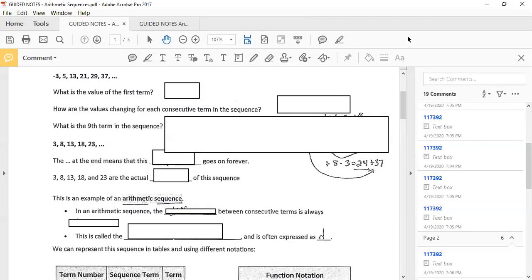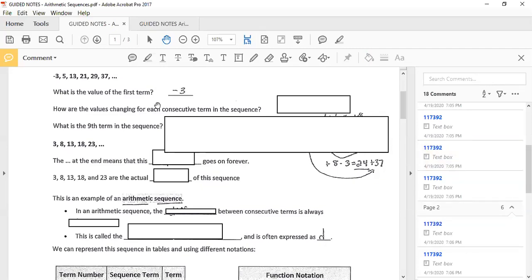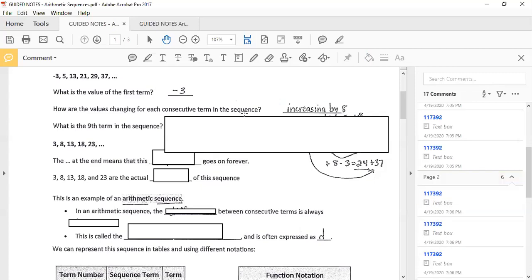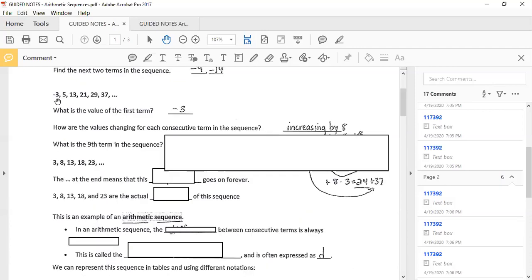Value of the first term here, -3, yep. How is this changing from one term to the next? Yeah, we've got adding 8 each time, or +8 each time, okay? Next up here, if I asked you the 9th term in the sequence, okay, so what you'd have to do is, this is 1, 2, 3, 4, 5th, 6th term, you have to add 8 three more times to get to the 9th term of the sequence.